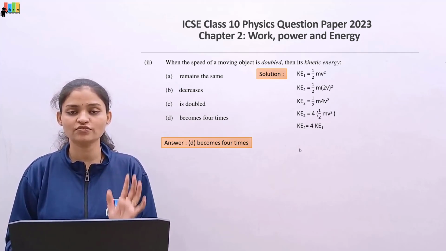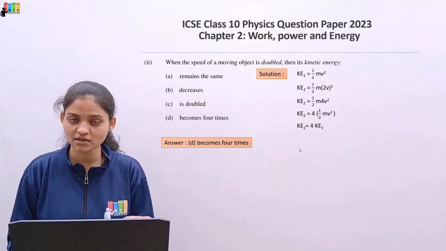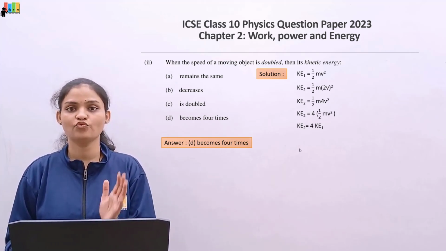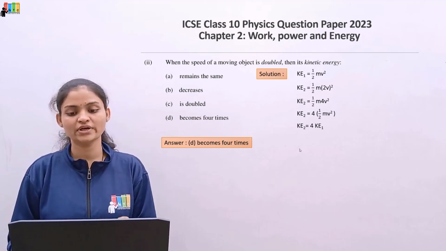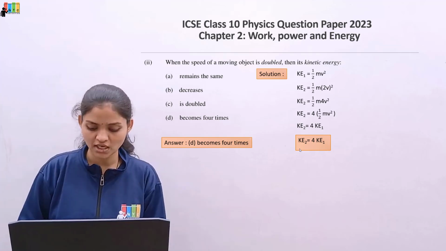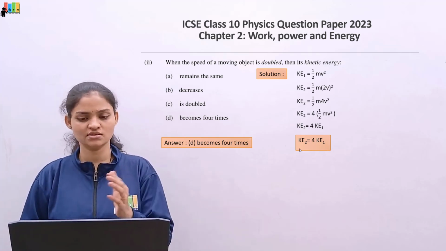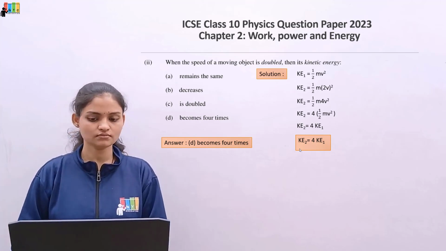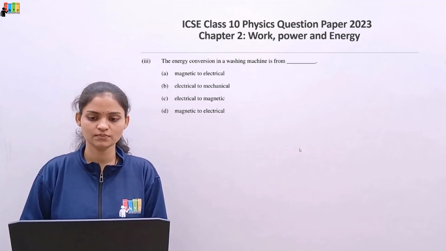When the speed of a moving object is doubled, the kinetic energy becomes 4 times. So you have to calculate using the formula, put the values. It's a very simple and conceptual question. Now next question.